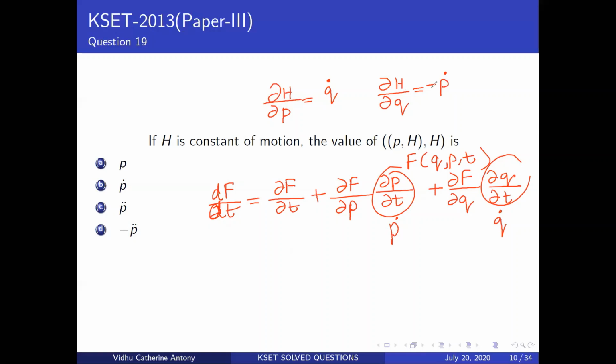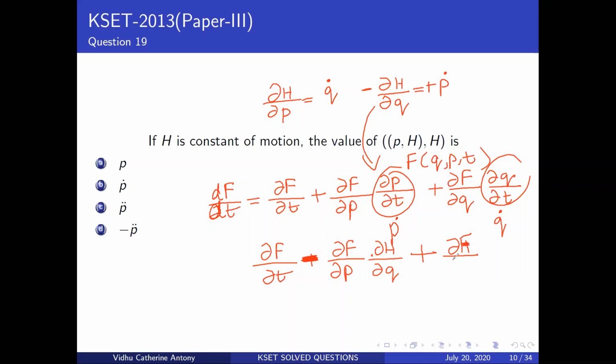Okay, so now what I can do is I put this negative sign here and I put this here. So I have to replace this with this. So I have ∂f/∂t plus ∂f/∂p into, I've got ∂H/∂q with a negative sign here. Okay, so this is a negative sign. Then I have a positive sign. I have ∂f/∂q into, what is your q dot? I get ∂H/∂p.